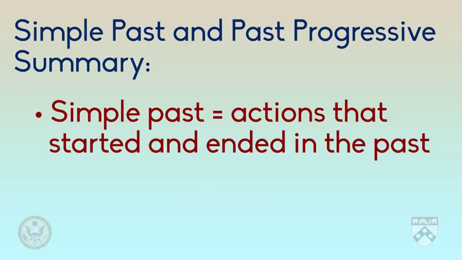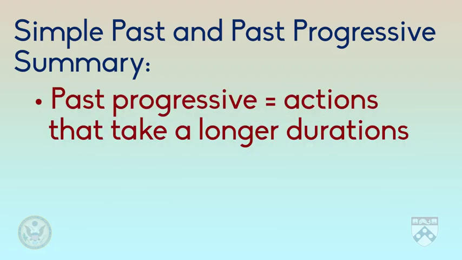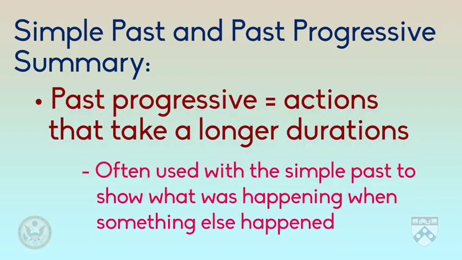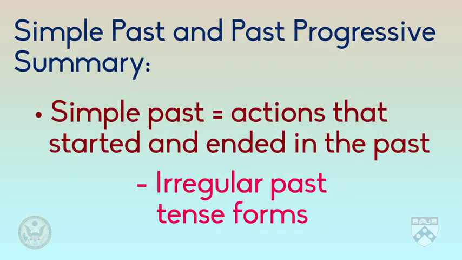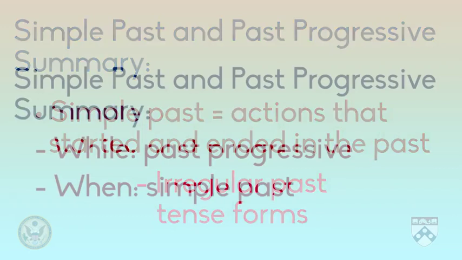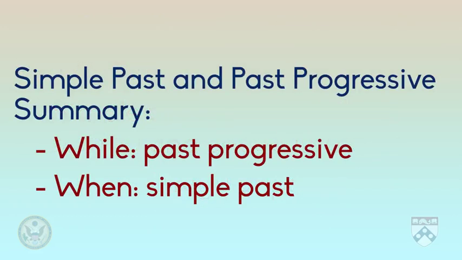To summarize, we've talked about the simple past and the past progressive. We've talked about how actions that start and end in the past use both forms. Use the past progressive to show what was happening when something else happened. Use the simple past if you are just talking about one event that began and ended in the past. Also, remember to study those irregular forms. Lastly, we talked about how to use both forms together while using either while or when.